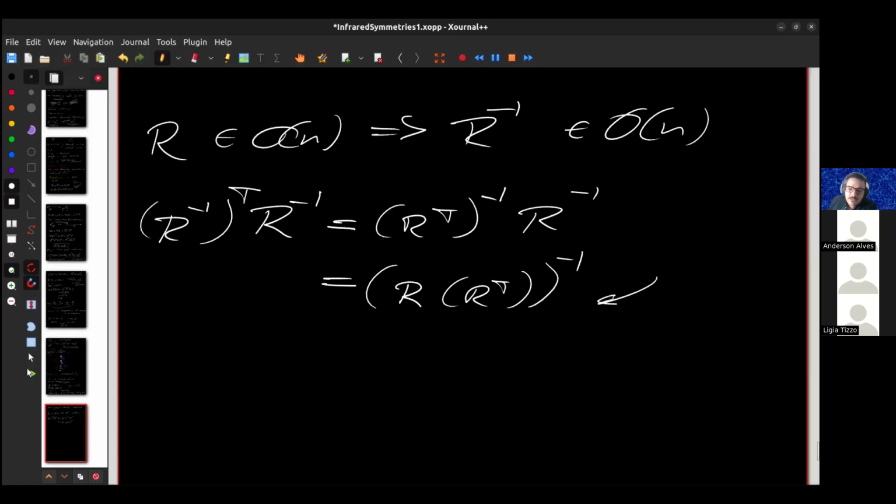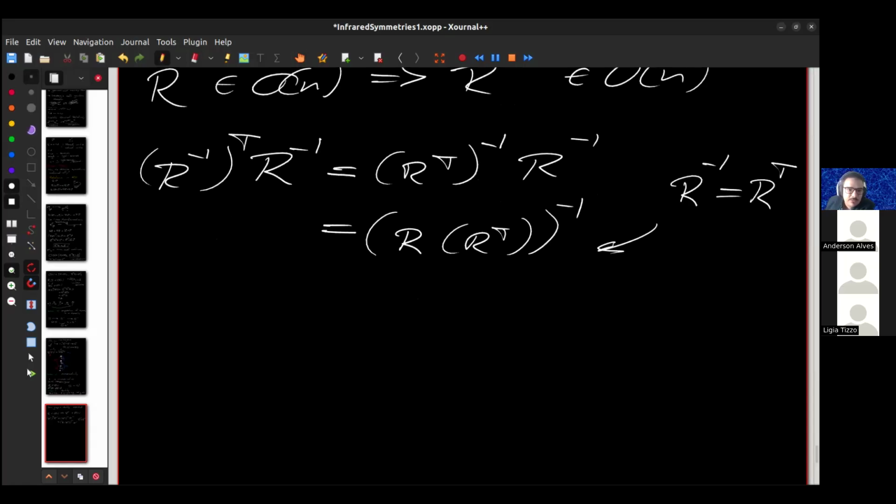Maybe what's missing here is that you can prove that R inverse equals R transpose. But you can prove that the inverse is also orthogonal. Yeah, I have an idea. So we have R transpose R equals 1 by assumption. I'm going to multiply by R minus 1 from the right. This is going to lead me to this.